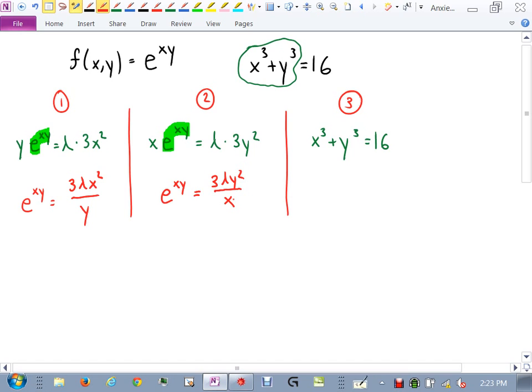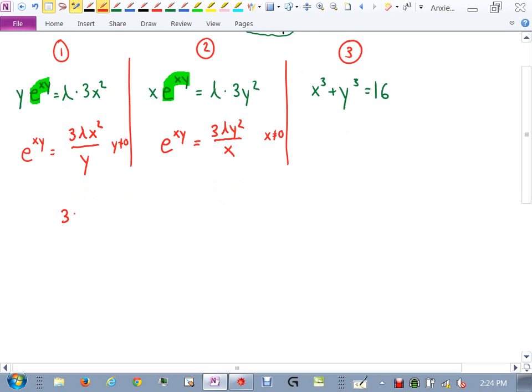Now, I have my conditions there, right? My conditions here were x and y can't be 0. So y can't be 0 here. X can't be 0 here. Now set them equal to each other. I don't know if this is going to work. But you got to try, right? Now what? Oh, and I'll also put my condition here. X and y can't be 0.